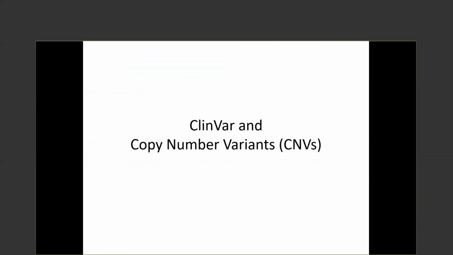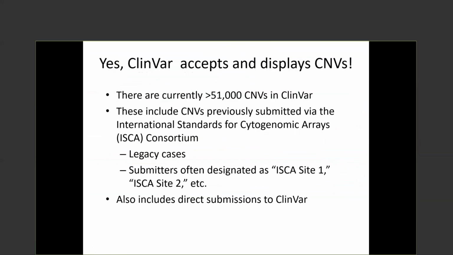All right, and then finally, I will provide you with a brief tutorial on how to identify copy number variants in ClinVar. So first, I do want to point out that yes, ClinVar does accept and display CNVs, and in fact, there are currently over 51,000 CNVs in the database. And this includes data that was previously submitted by the ISCA consortium project that I mentioned earlier. In addition to developing the dosage sensitivity curation process, this group really represented one of the first major efforts to publicly share results from clinical genetic testing.